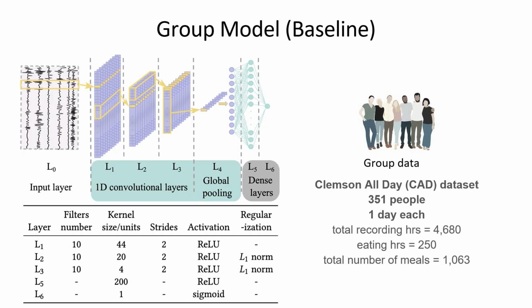We first train the neural network on a group of data and use this as a baseline. The architecture of the neural network is shown on the left. Because of time limits, I will not go into details. We train the model on group data. We use the Clemson all-day data set, which includes data from 351 people, and it contains about 1 day of recording from each.